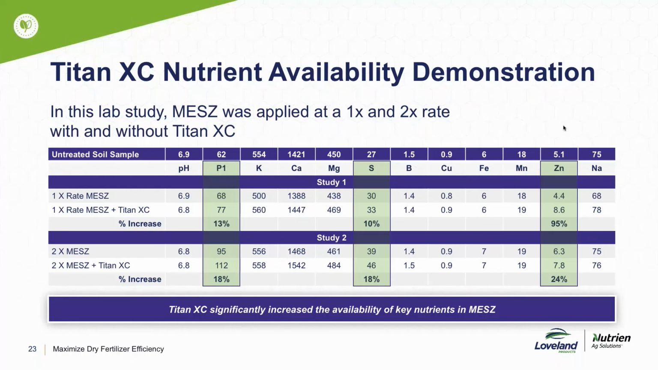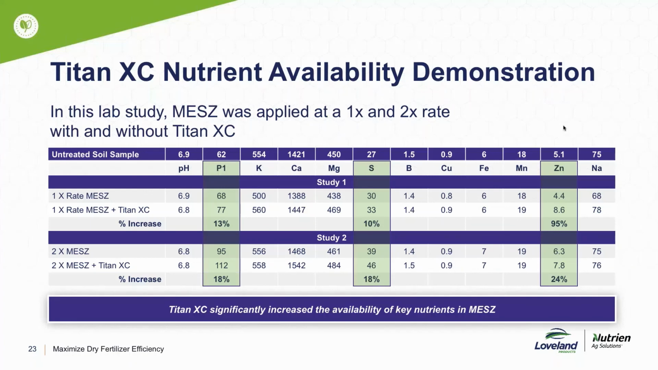Versus the 2x rate. Now look, even at doubling the fertilizer rate, we still see an 18% increase over that double fertilizer rate when we add the Titan XC in the phosphorus, an 18% increase in the sulfur, and a 24% increase in the zinc. Adding more fertilizer is not always the way to increase your efficiency. There's technology that can do it.